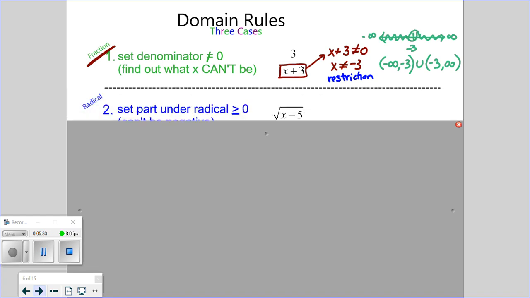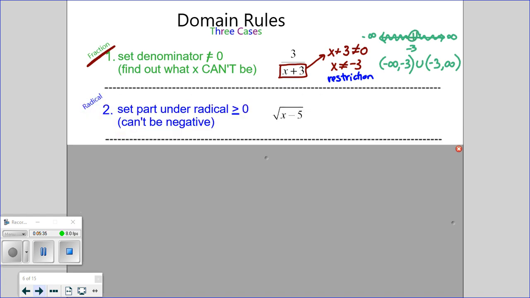All right, our next domain restriction is if we are looking at a radical. Now, this is specifically a radical with an even root: a square root, a fourth root, a sixth root. It does not apply to odd roots. It is not a cube root, fifth root, seventh root. It is even roots only, and that says that we are going to take what is under the radical. And remember, we can only square root positives or 0, and that's why we are going to take what's under the radical and set it greater than or equal to 0.